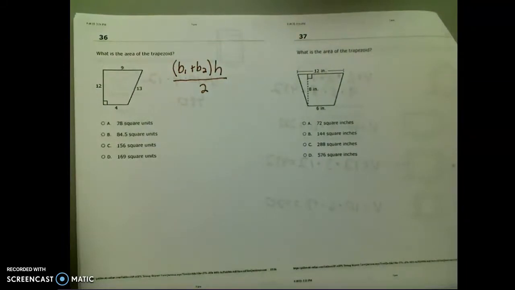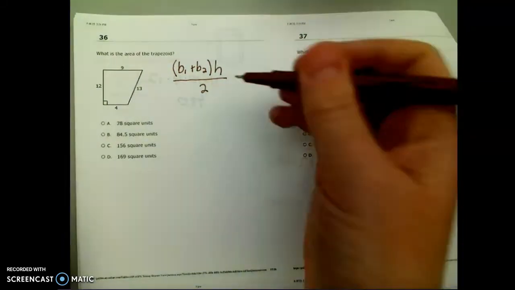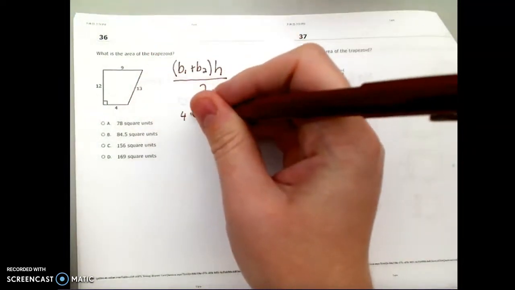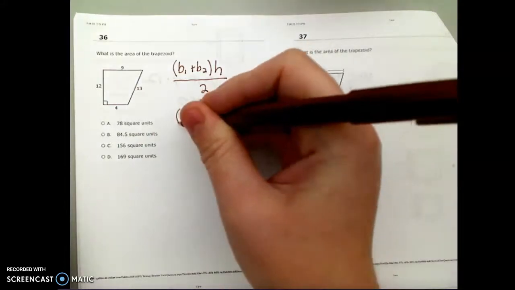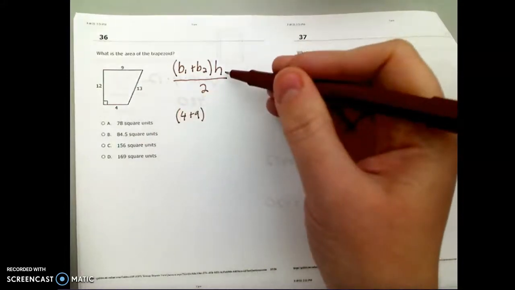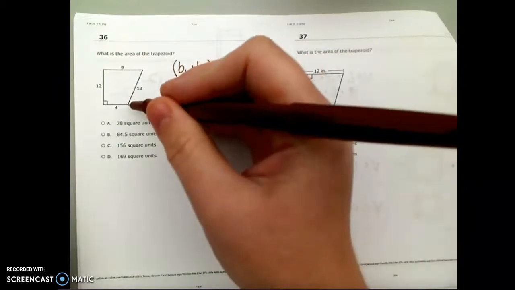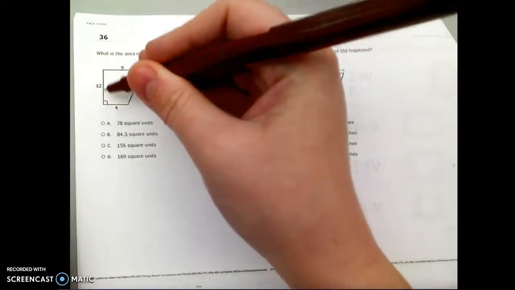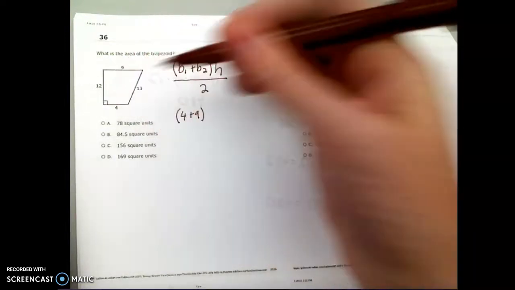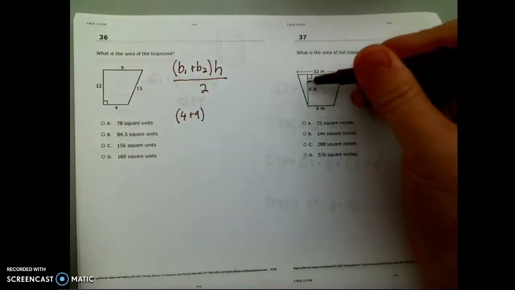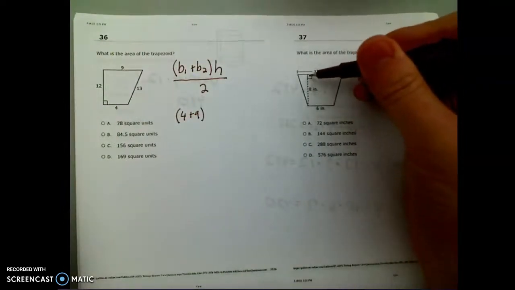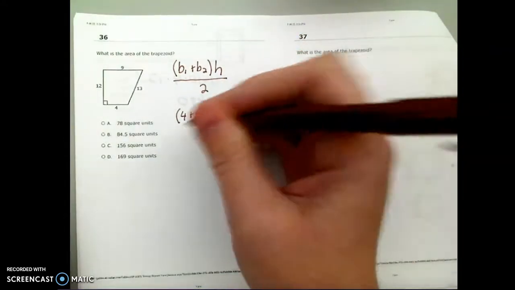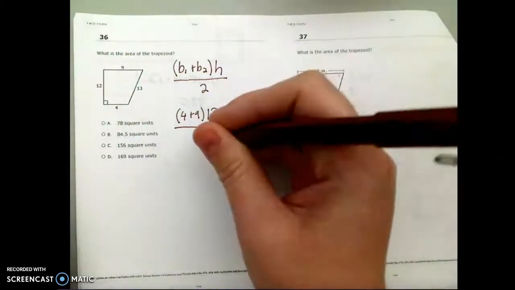Okay, so let's start by filling in the formula. We have, and it doesn't matter which one's base 1 or base 2, 4 plus 9. Now I need to multiply that by the height. You need to remember, we don't want one of these slanty sides to be your height. We need it to be straight up and down, like the 12 is. And sometimes your straight up and down is this little dotted line inside the trapezoid. That's okay. Just make sure you're using the straight up and down height. And then we're going to divide it all by 2.